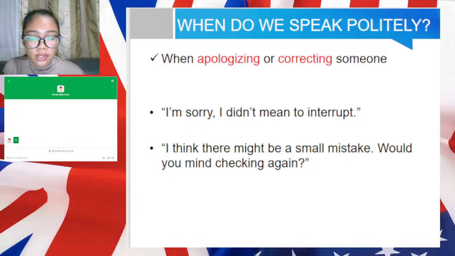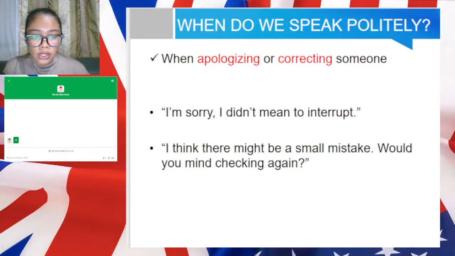For example, if you accidentally interrupt someone, instead of just saying sorry, no, it sounds much better and more considerate to say something like, I'm sorry, I didn't mean to interrupt. So it acknowledges what you did, you admitted it, and shows that you're aware of their space. That's a polite way of apologizing or saying sorry.